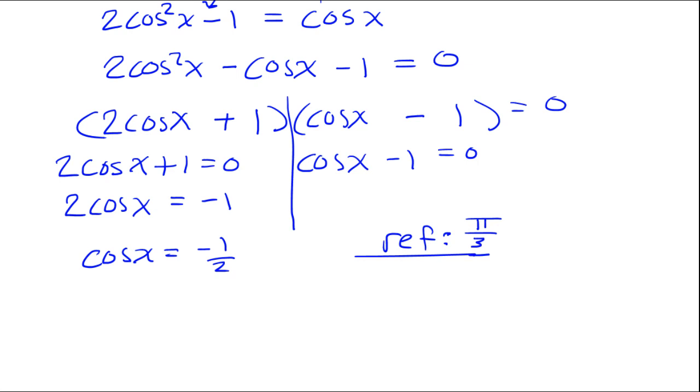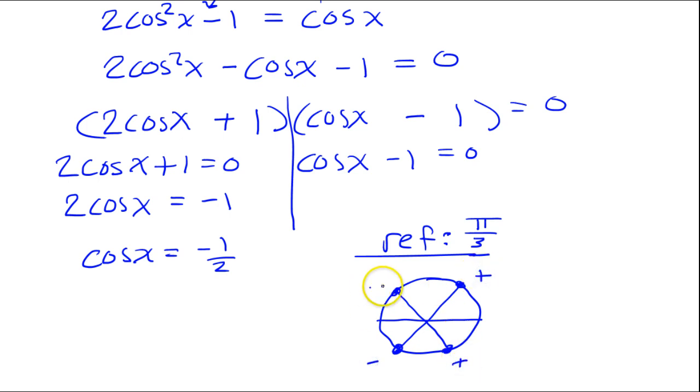Now look at this diagram to help you focus your mind. Here's a diagram of pi over 3's. So these 4 angles have a reference angle of pi over 3. The cosine of any of these will be some kind of 1/2. But these two will be positive 1/2, and these two will be negative 1/2, because cosine is an x value on the unit circle. X values are positive to the right and negative to the left.